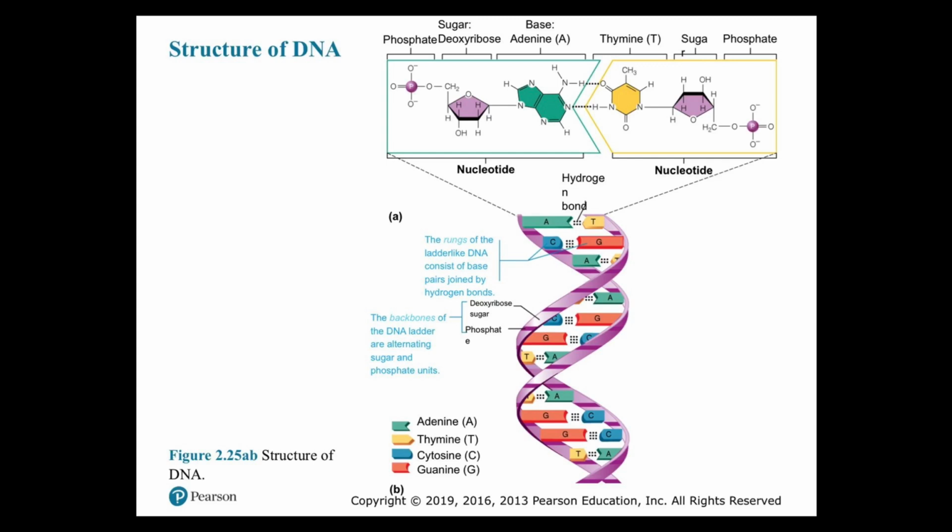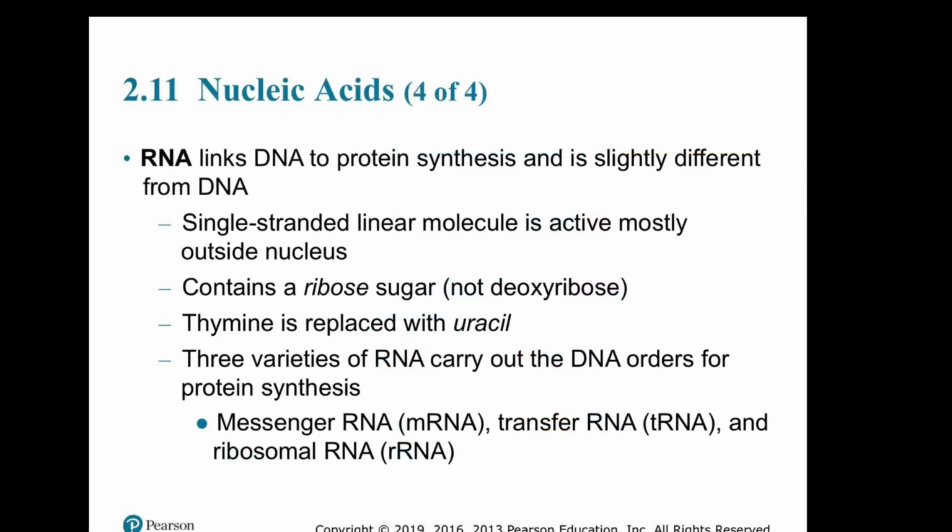Again, hydrogen bonding ensures the tertiary structure of this molecule, of a large macromolecule. Okay, so now we're going to talk about RNA, another large nucleic acid. So RNA is the link between DNA and protein synthesis. And it's slightly different from DNA because it's single-stranded and it's a linear molecule and is active mostly outside the nucleus, whereas DNA, we said, is found within the nucleus.